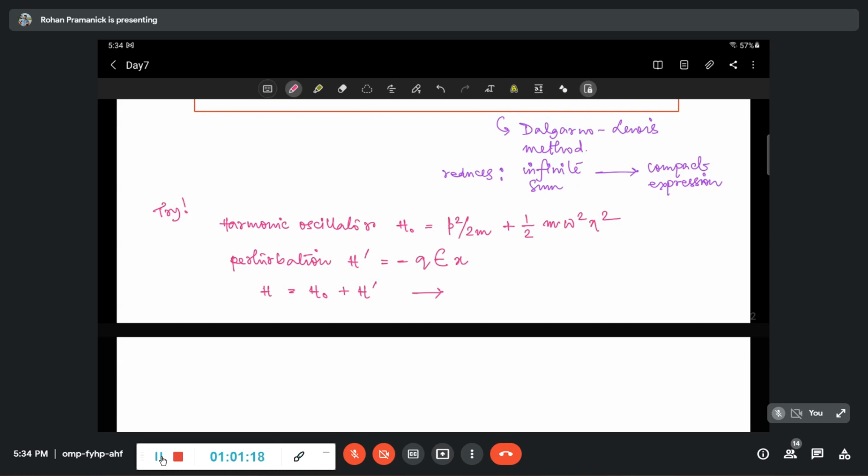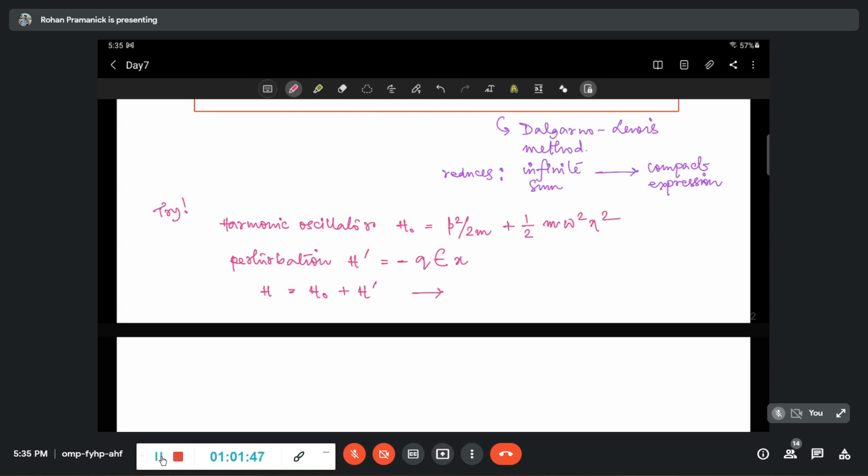H would be H naught plus H prime. Yes. Can you please repeat? So now your harmonic oscillator is a little bit tweaked. Your harmonic oscillator remains the same, that is p squared by 2m plus half m omega squared x squared. But you applied an electric field, and your bob has a charge.